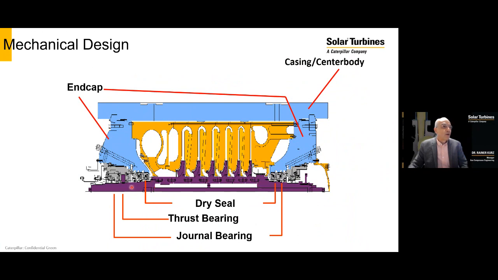On the mechanical side, we have our shaft with dry gas seals on either side that prevent the pressurized process gas from leaking along the shaft. We have a thrust bearing that takes up the axial load that the impellers are creating, and journal bearings that essentially carry the weight of the rotor.